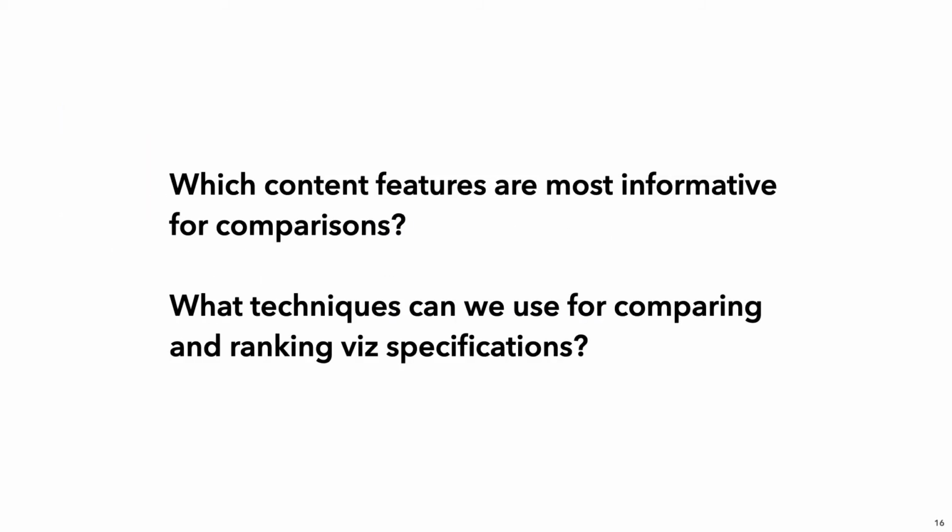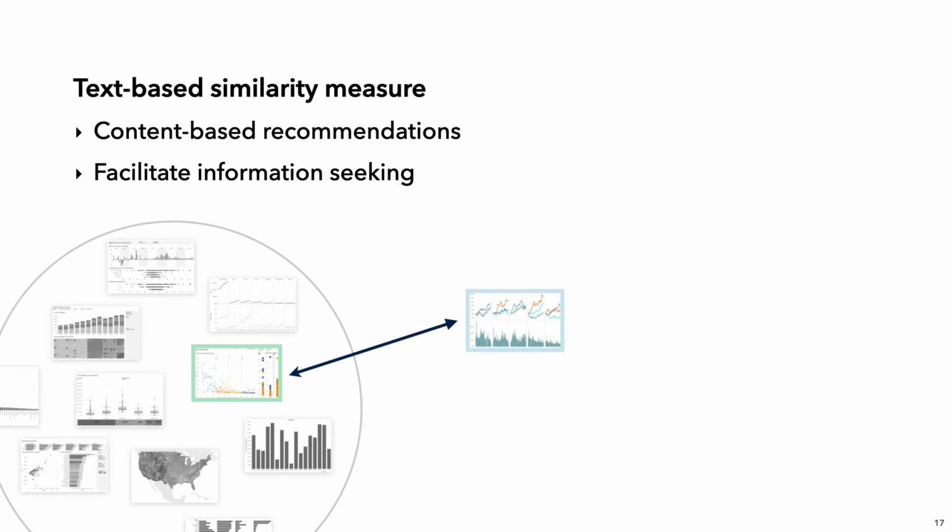Our process is driven by two key questions: which content features are most informative for comparisons, and what techniques can be used for comparing and ranking Viz specifications. As a result, we propose a text-based similarity measure for content-based recommendations to facilitate information seeking in visualization repositories.